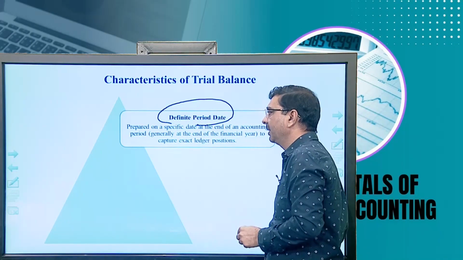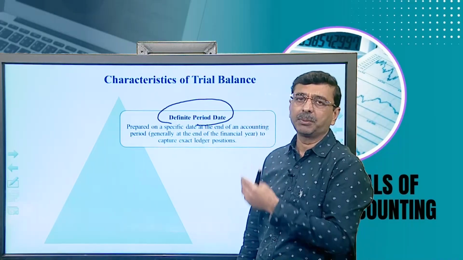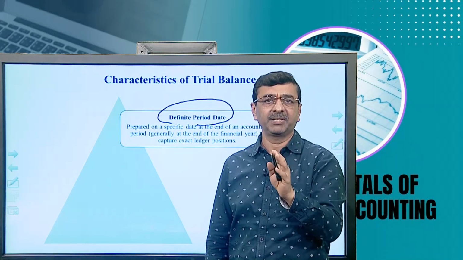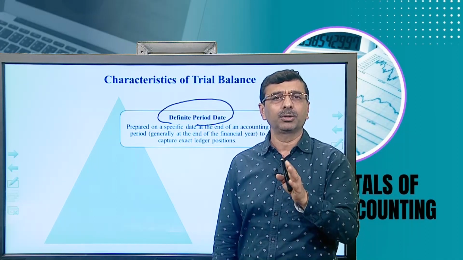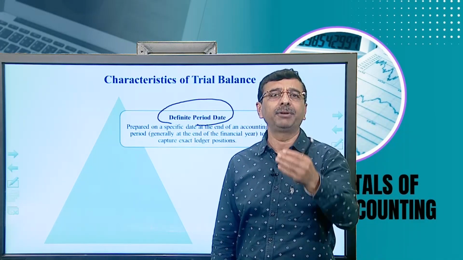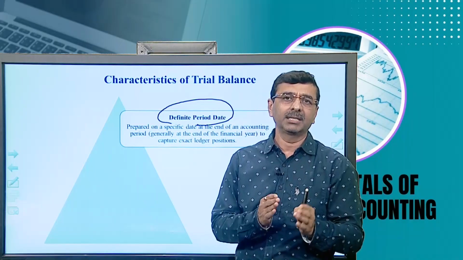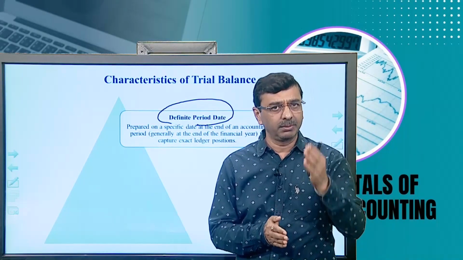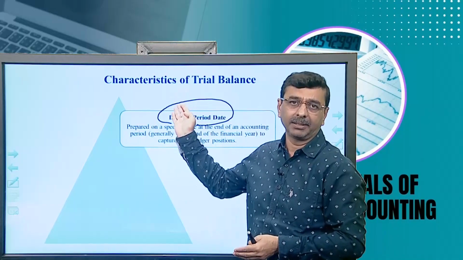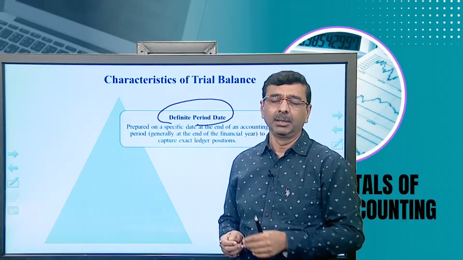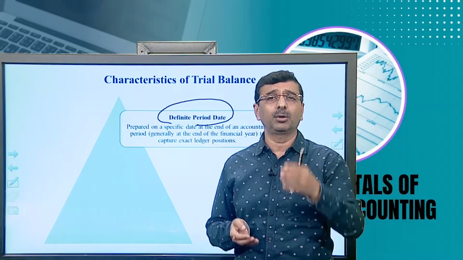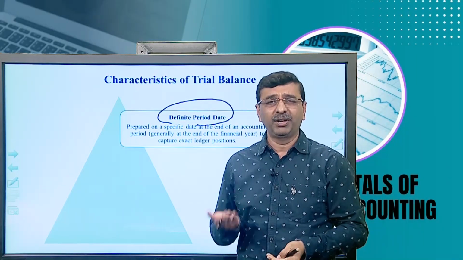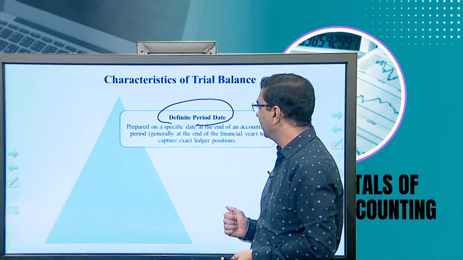Why is it a definite period date? Because the trial balance is prepared at the end of a specific date. As I mentioned, if it is required on a quarterly basis, then it has to be decided at the end of every quarter on which date the balances should be closed. So, all the ledger accounts will be closed, find out the balance and then prepare the trial balance at the end of each quarter. Suppose if it is required at the end of every 6 months, then at the end of 6 months all accounts need to be closed down, find out the balances and prepare the trial balance.